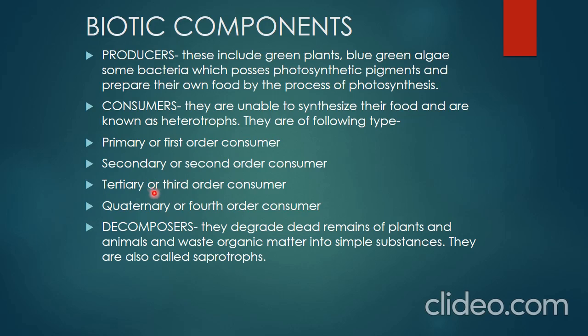Third is the tertiary or third order consumer. These are the large carnivores which feed on secondary consumers. These are termed as secondary carnivores or third order consumers. Common examples include large fish, water birds in aquatic ecosystem and whale, snake in terrestrial ecosystem.